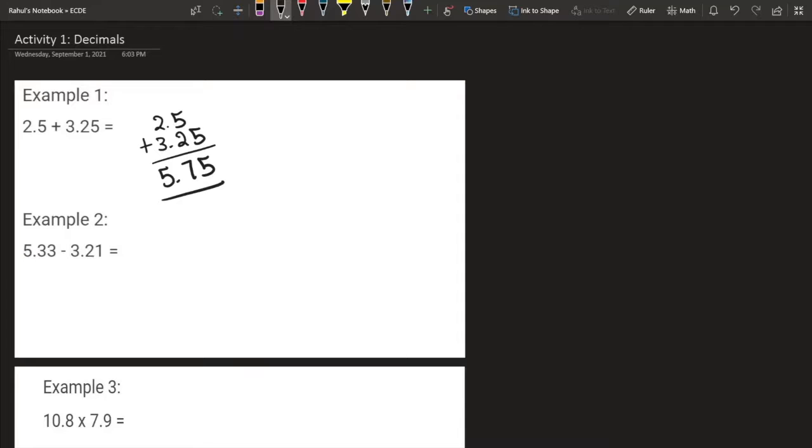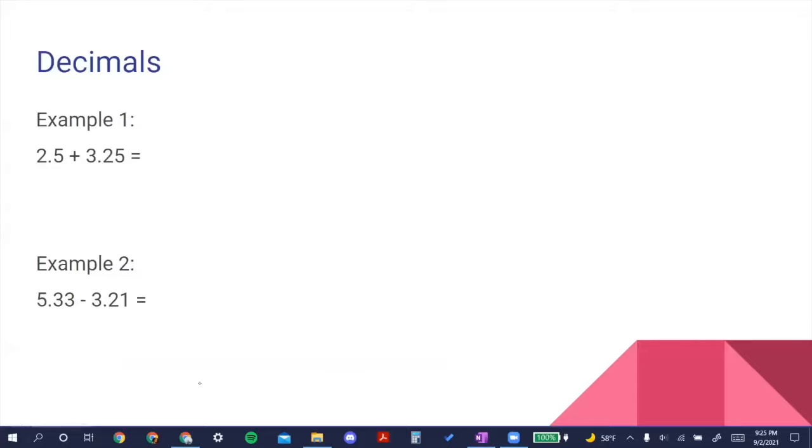Example 2 is subtraction. So you would do it the same way. That is 5.33 minus 3.21, which gives you 2.12. Now, we're going to move on to multiplication and division problems. There are a couple of rules you want to remember for multiplication and division.